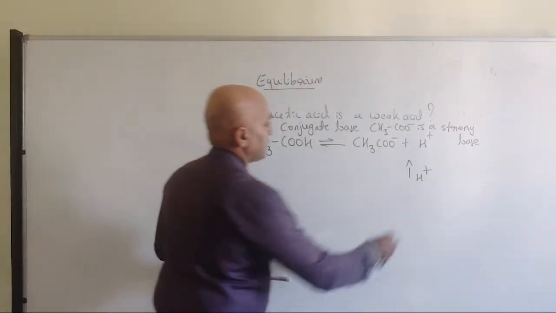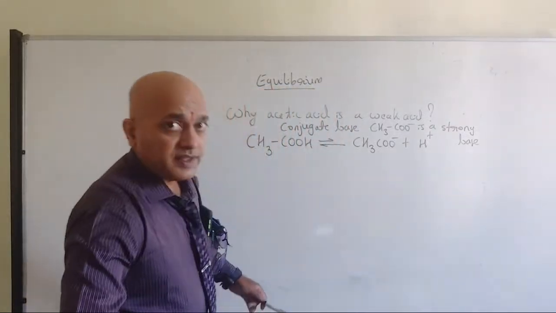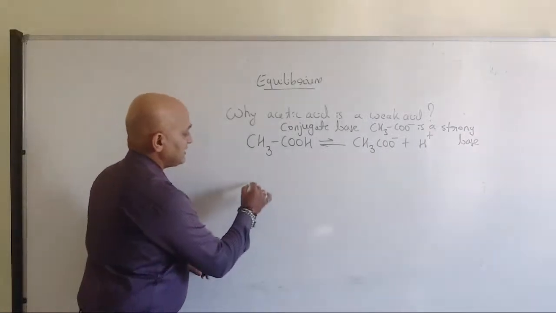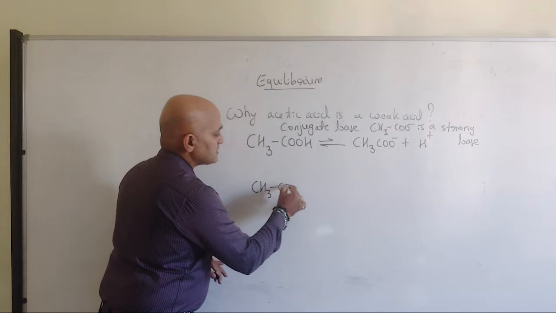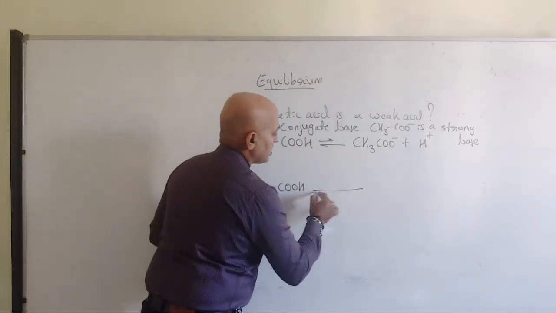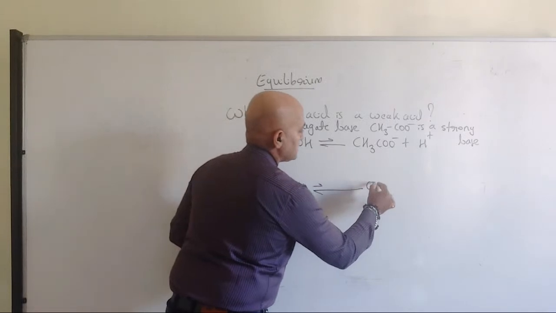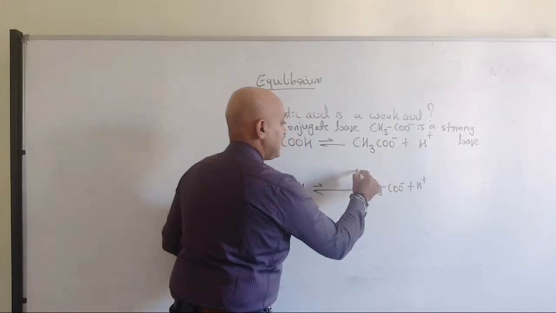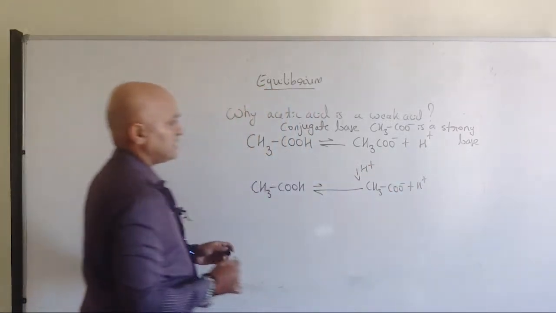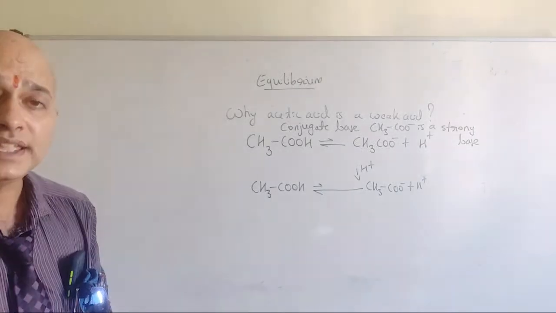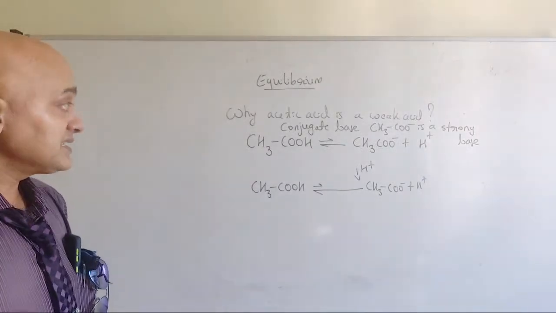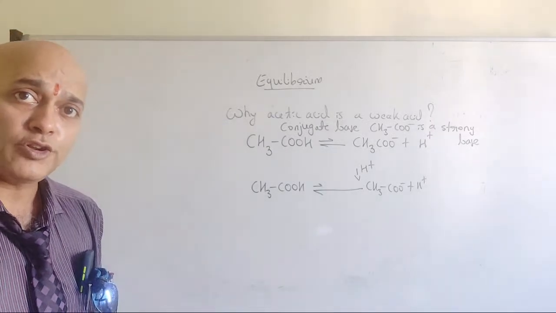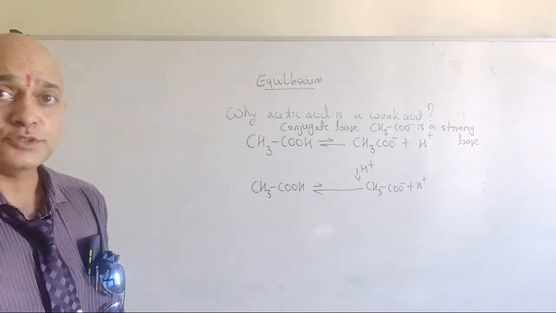What do you think? What I mean to tell you is, when I add H plus from outside, what will happen? Then I can write CH3COOH giving CH3COO minus and H plus. That means I am adding H plus from outside. So what is happening? Can any one of you tell me whether acetic acid dissociation is much more reduced? Yes or no?